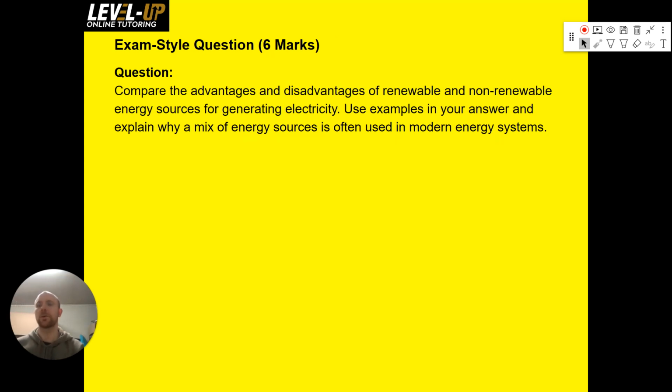Okay, so here is an example question of the sort of thing you might be asked. We've talked about lots of ideas in the last two videos, but this is quite a nice question to end on. Compare the advantages and disadvantages of renewable and non-renewable energy sources for generating electricity. Use examples in your answer and explain why a mix of energy sources is often used in modern energy systems. So what do they mean by that?